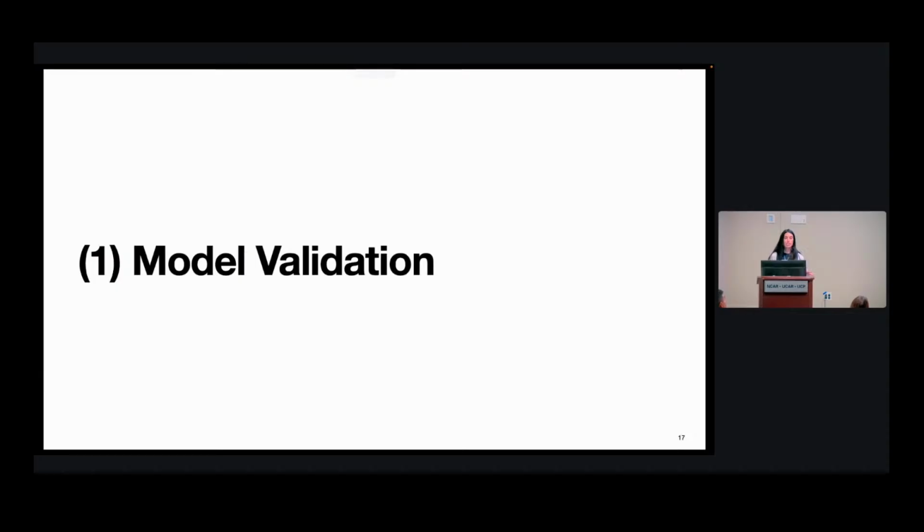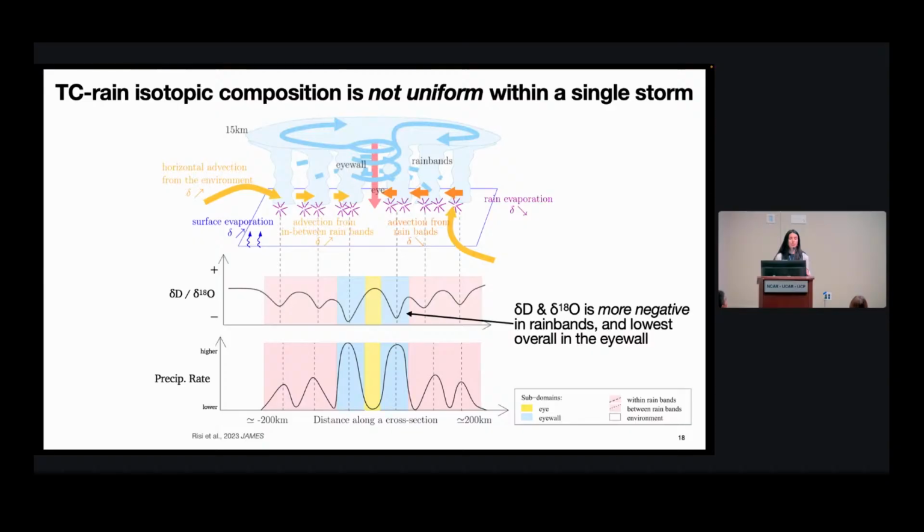Okay, so just to start with model validation, to give you some background, the isotopic composition of tropical cyclone rain is not uniform even within a single storm. We know this from observations, but also from ultra-high resolution modeling studies, where the delta D and the delta 18O of rain is most negative in rain bands in the eye wall, and then increases outwards away from the track center.